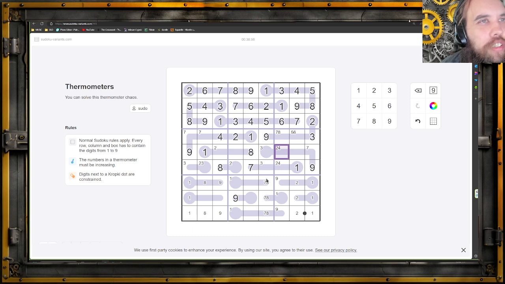Don't go too quick. There's nothing like getting to the end of puzzles and then realizing that, oh, I made a mistake very, very early on.